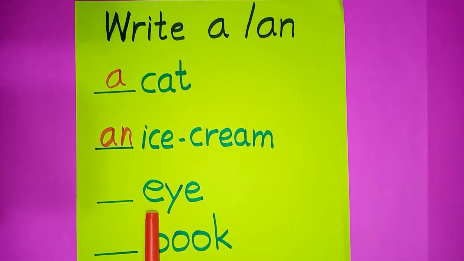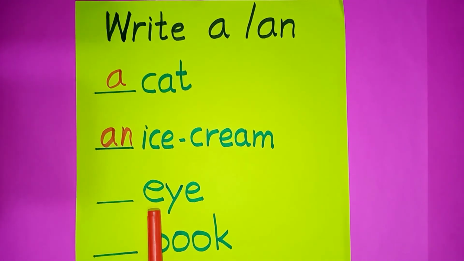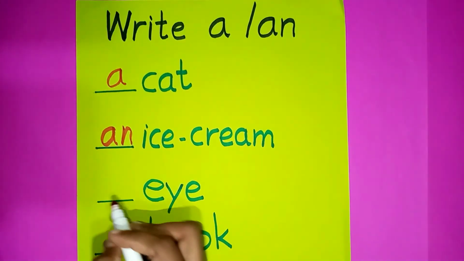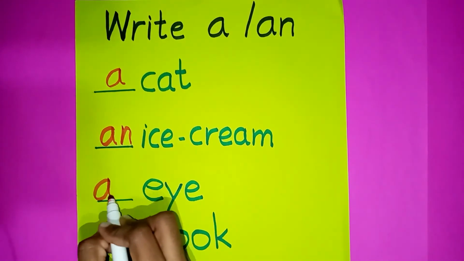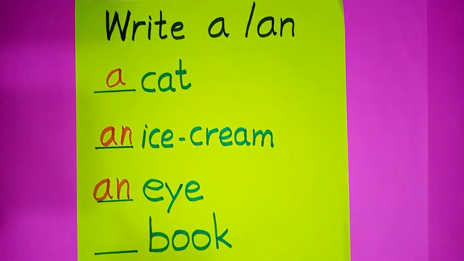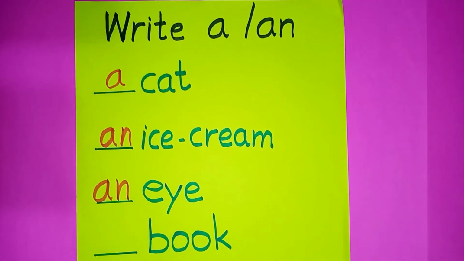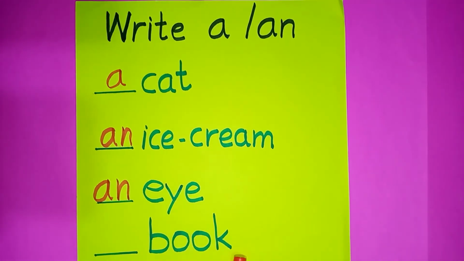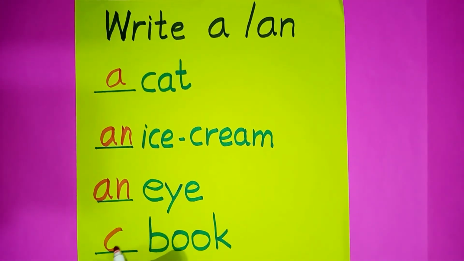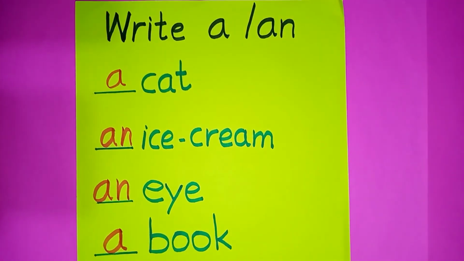Next one, eye. What is the first letter? E. So it's a vowel letter. You have to say an eye. An eye. Next one, book. What is the first letter? B. So you have to say a book.